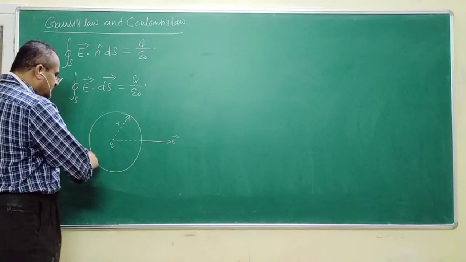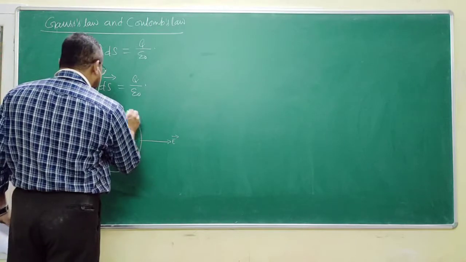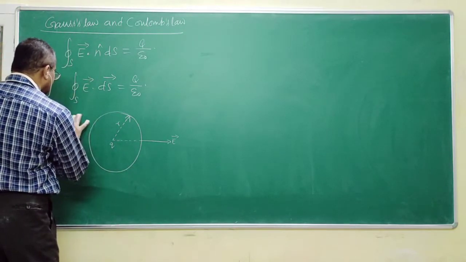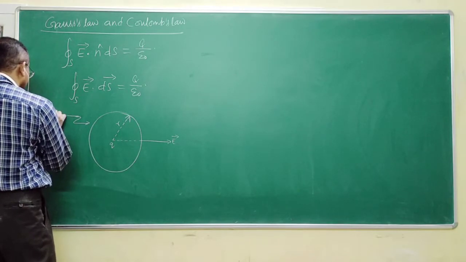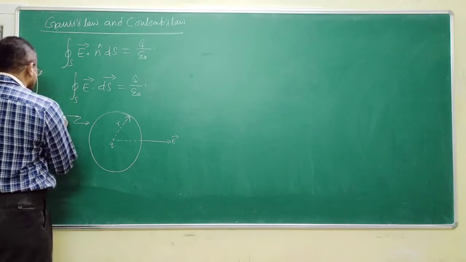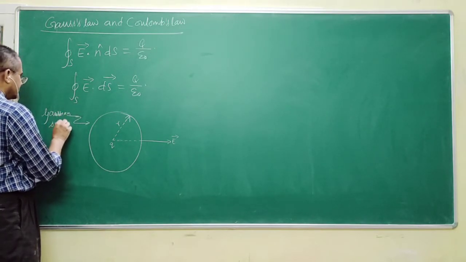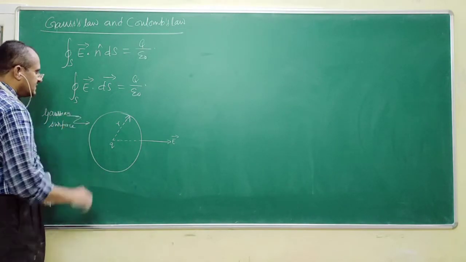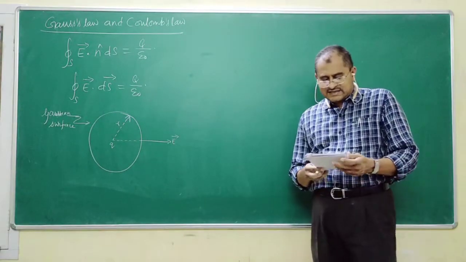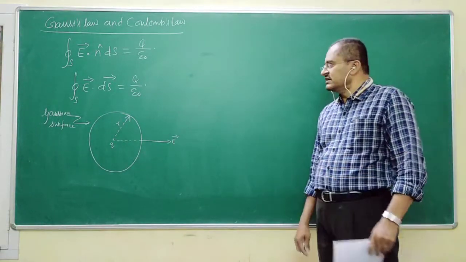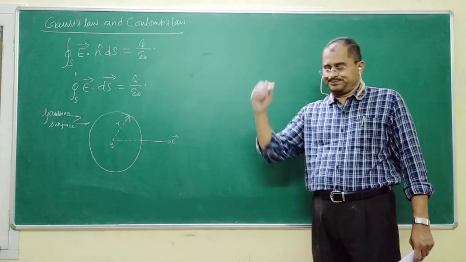The imaginary surface which I have constructed around this point charge, I call it a Gaussian surface. The radius of this Gaussian surface, which is in the form of a sphere, is R.